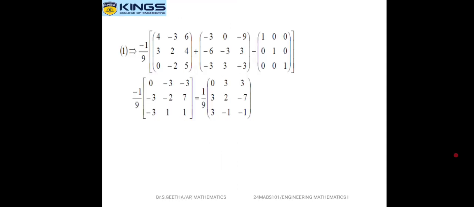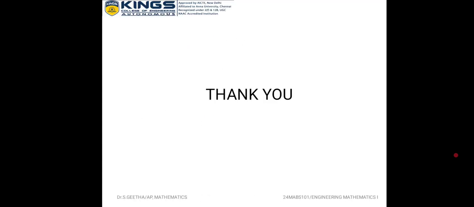Therefore, A inverse implies minus 1 by 9 into ([4, minus 3, 6; 3, 2, 4; 0, minus 2, 5] plus [minus 3, 0, minus 9; minus 6, minus 3, 3; minus 3, 3, minus 3] minus the identity matrix). On simplifying, we get 1 by 9 into [0, 3, 3; 3, 2, minus 7; 3, minus 1, minus 1]. This is the inverse of the given matrix A.